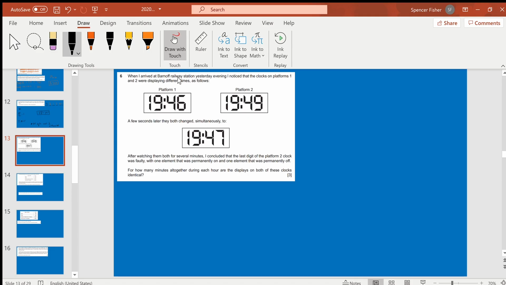So when I arrived at the railway station yesterday evening, I noticed that the clocks on platforms 1 and 2 were displaying different times as follows. A few seconds later, they both changed simultaneously to this number. After watching them both for several minutes, I concluded that the last digit of the platform 2 clock was faulty, with one element that was permanently on and one element that was permanently off. For how many minutes altogether during each hour are the displays on both of these clocks identical?